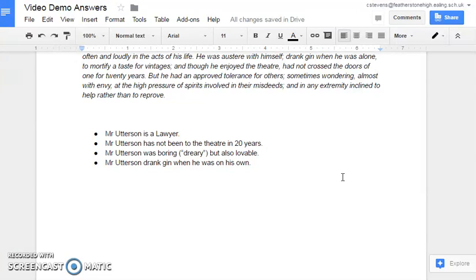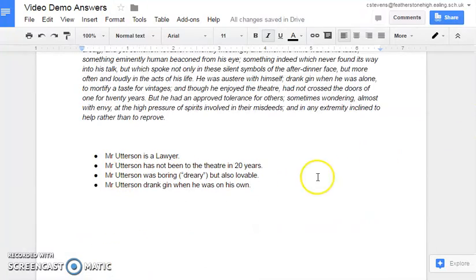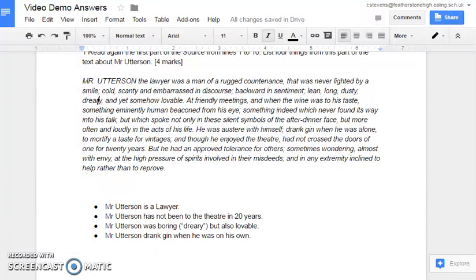Now, some of these are basically just paraphrased. So Mr. Utterson was boring, but was also lovable. I paraphrased from up here. I've seen this word dreary. And in my case, you might not, but I was like, okay, dreary, it means boring, and he's lovable. Boring but lovable, so I paraphrased it. However, if you didn't feel comfortable doing that, because there is no mark for sophistication, you can just go for the foremost obvious facts.